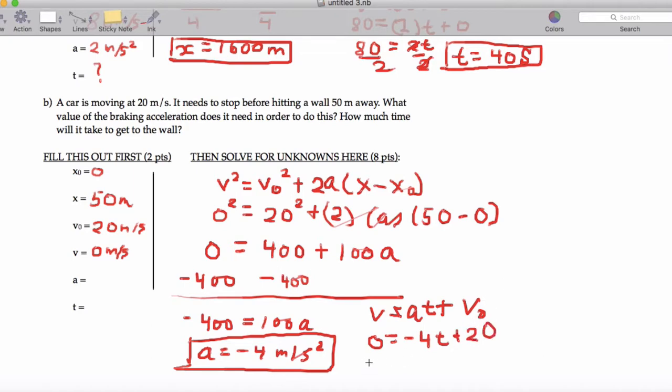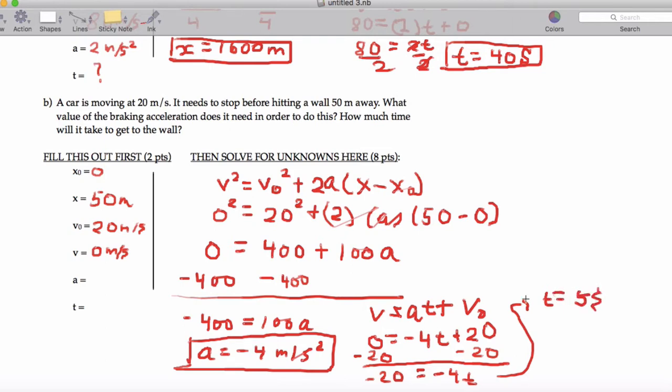Now, we'll subtract 20 from both sides. So we're going to end up getting that negative 20 equals negative 4t. When we simplify, we're going to end up getting that t is 5 seconds. All right, so that's it for question number 4.